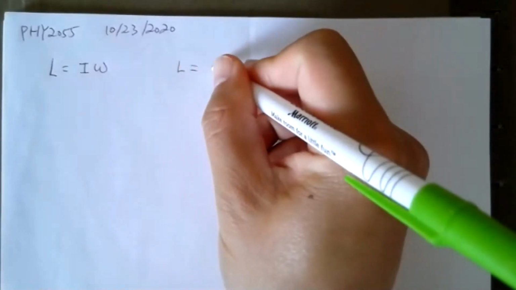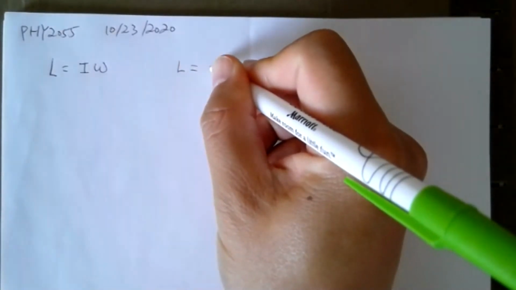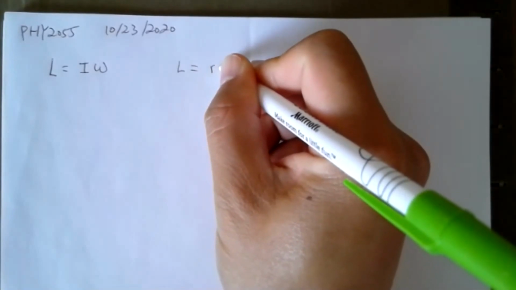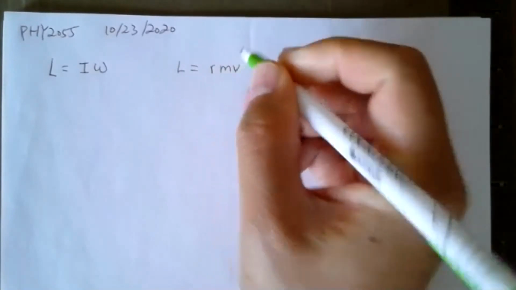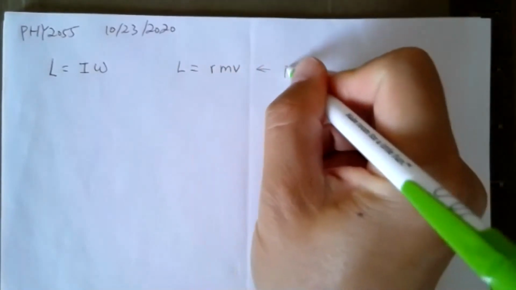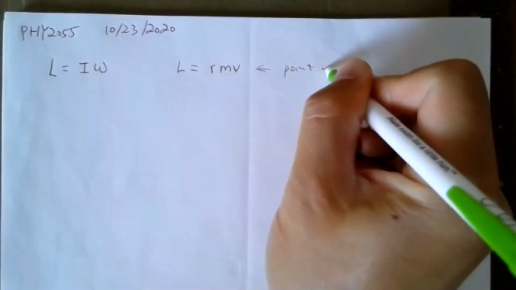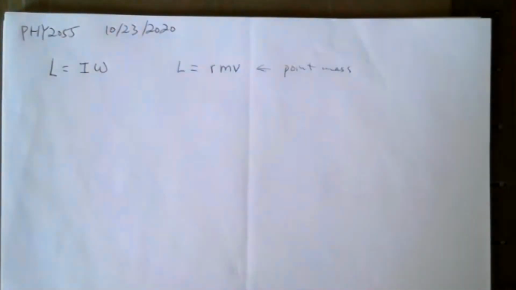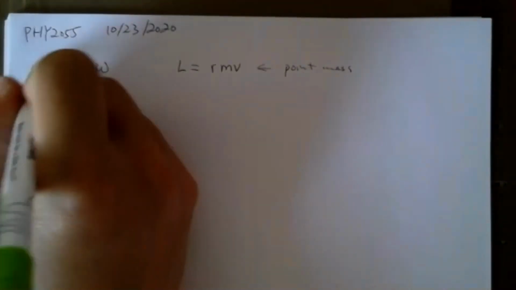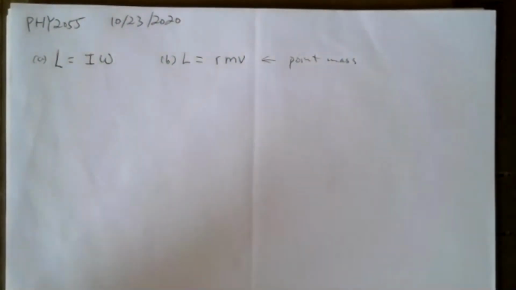So angular momentum is going to be equal to moment of inertia times omega, or for a point mass, you can do angular momentum equals R times P, which means R times mv. So this is for point mass. This is for A, this is for B. Two different expressions here.